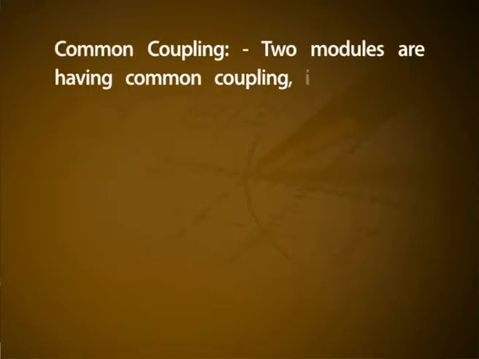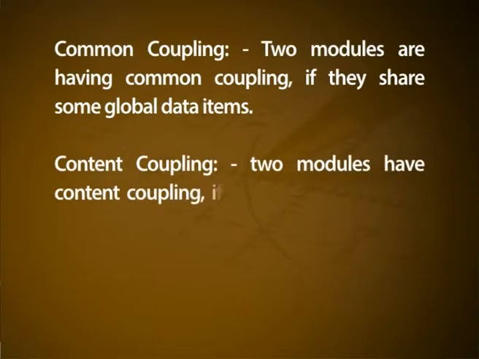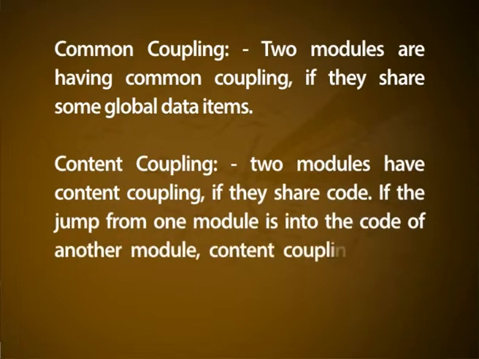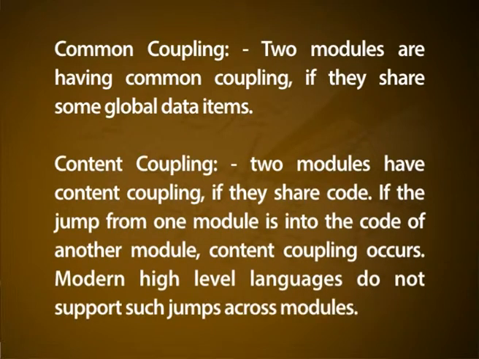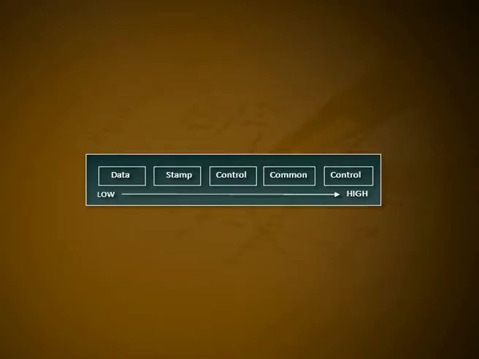Common coupling. Two modules have common coupling if they share some global data items. Content coupling. Two modules have content coupling if they share code. If the jump from one module is into the code of another module, content coupling occurs. Modern high-level languages do not support such jumps across modules. The different types of coupling are shown schematically in the following figure.